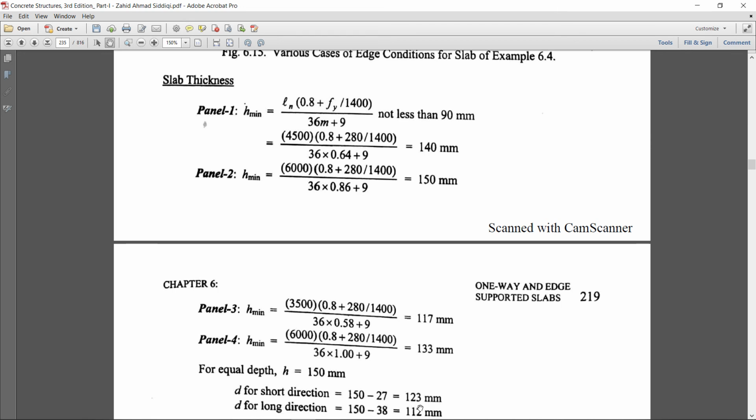So d for the long direction will be 150 millimeter minus 38 millimeter. In that 38 millimeter, what is that? 20 millimeter is the clear cover. Then you have 13 millimeter for the main bar, and for the distribution bar, or you can say in the long direction, half of a 10 millimeter bar, so that will be 5 millimeter. For the 10 millimeter bar, you add 20 plus 13 plus 5, that will be 38 millimeter. So you have to subtract that. What is that?